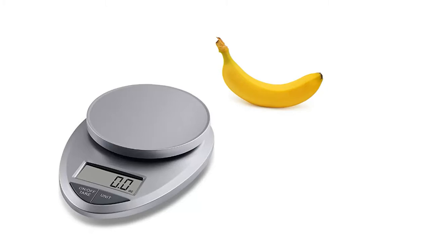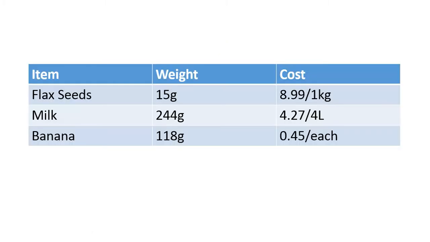Now, that said, don't measure a banana with its peel on it. Do make sure to peel the banana before you weigh it. However, this is me making a silly PowerPoint. So, in class we talked about the weight of the different ingredients going into our product. And we had some specific prices that we indicated based off of our retail pricing. So flax seeds we were able to get at $8.99 for a kilo. Milk, $4.27 for 4 liters.